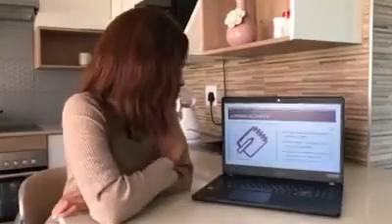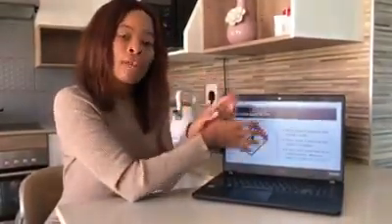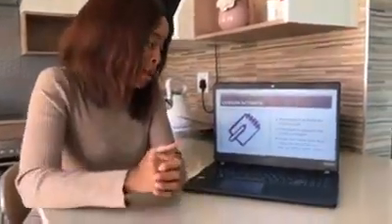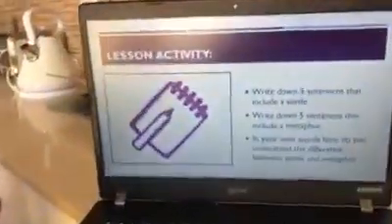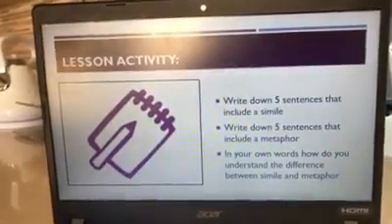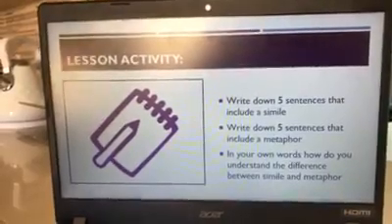All right. Lesson activity. Now, this lesson activity, please make sure that you activate and engage yourself with it during the lesson. This is not after lesson work, but it is during the lesson. What I need you to do is write down 5 sentences that include a simile. You need to write down 5 sentences that include a metaphor.